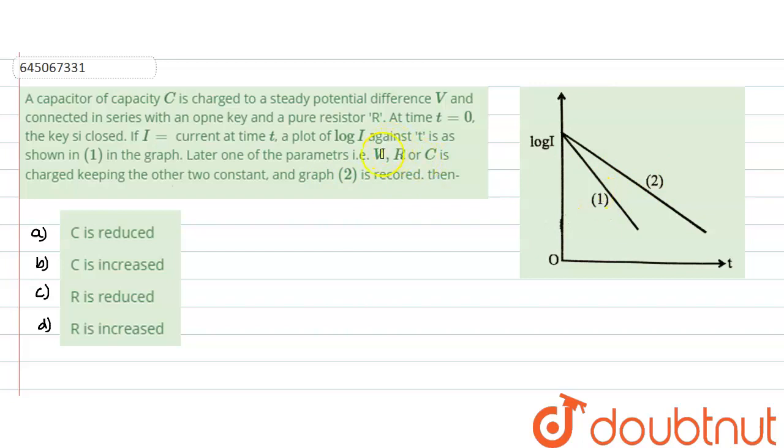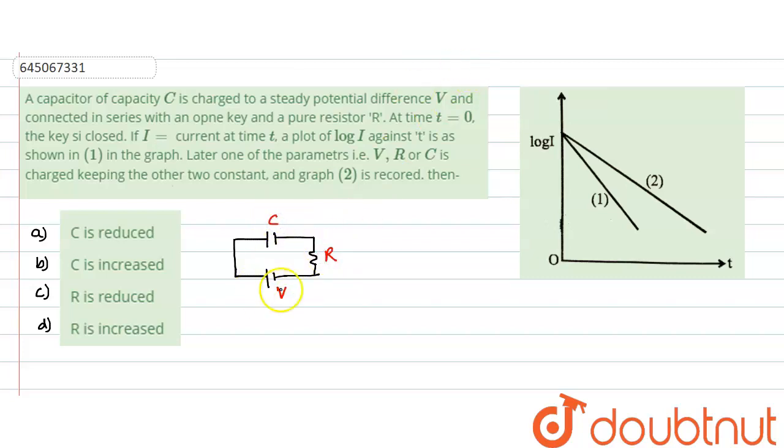Now any one parameter, V, R or C, is changed. So we need to tell whether C is reduced or C is increased, or R is reduced or R is increased. Okay. So if we draw our circuit, how would our circuit look like? Let's say this is our circuit. This is our capacitor, and let's say it is connected to this voltage. Okay, and this is our resistor. So this is our R, this is our C, and this is our V.